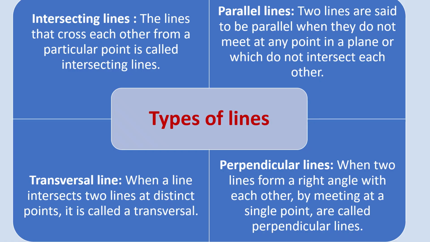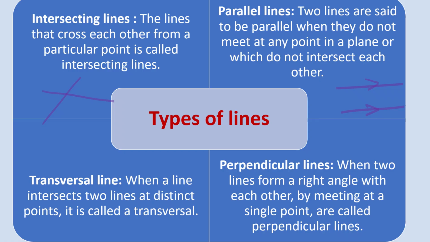The way we have different types of angles, in the same way we have different types of lines. Okay, so now intersecting lines: the lines that cross each other at a particular point are called intersecting lines, or you can say the lines which make an X are known as intersecting lines. Parallel lines: the two lines which go in the same direction are known as parallel lines, and they do not intersect each other.